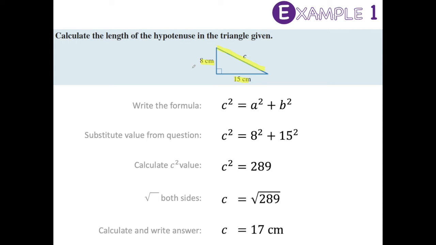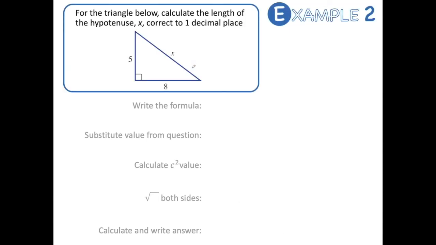So let's have a look at another example. Here we've got a right angle triangle. We've got a side of 8. We've got a side of 5. And we want to calculate our x value. So the first step, write the formula. C squared equals a squared plus b squared. Then we want to substitute in the values from the question. So my a and b values are going to be 8 and 5. So x squared is going to equal 5 squared plus 8 squared. And I've substituted in x squared here for c, because that is the variable that's provided to us in the question. So x squared is going to equal 89.